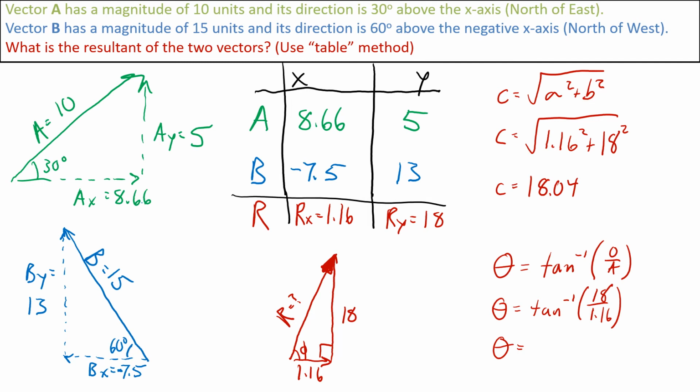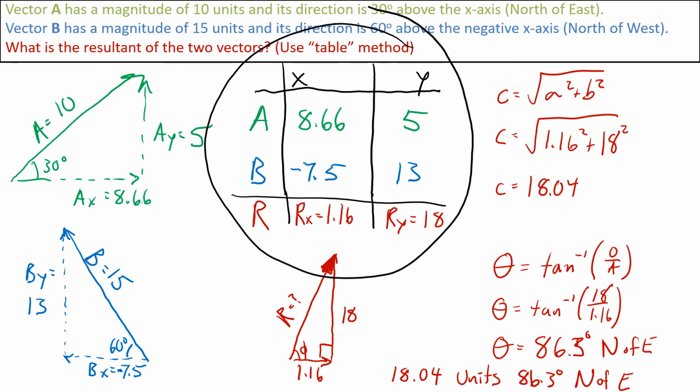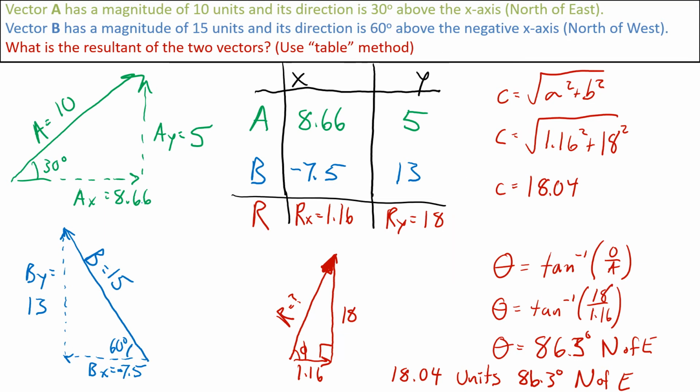So you get 86.3 degrees, and that's going to be north of east. So you could also solve that way. So our answer looks like this. And yeah, I like the table method better, but it's not as intuitive. Sometimes people need to really draw these vectors out to have it make sense. Again, the most important part is if it's going to the left or down, you want to make those values negative.